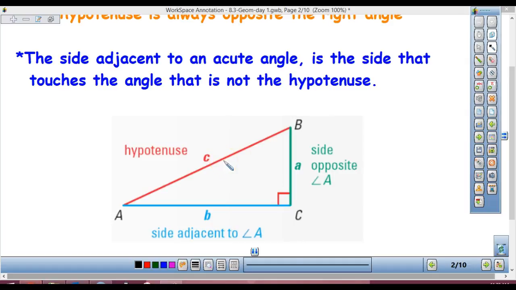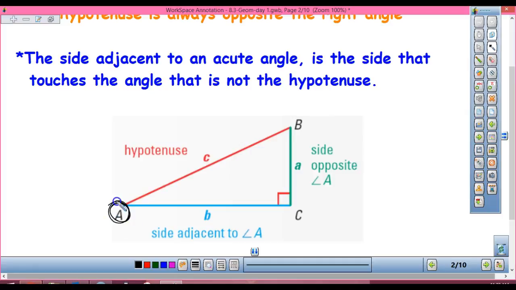Okay, so when we're talking opposite and adjacent, if I'm asking for A, I'm looking at angle A, okay? If we're talking about opposite, we're talking about the side that's across from angle A. If we're talking about the adjacent side, we're talking about the side that's next to it or hooked onto it.